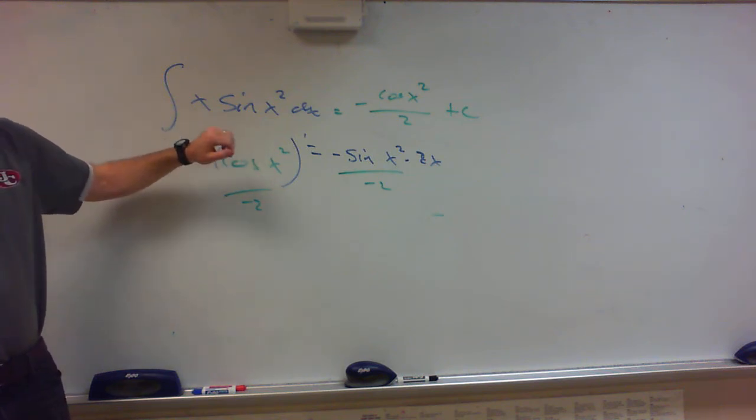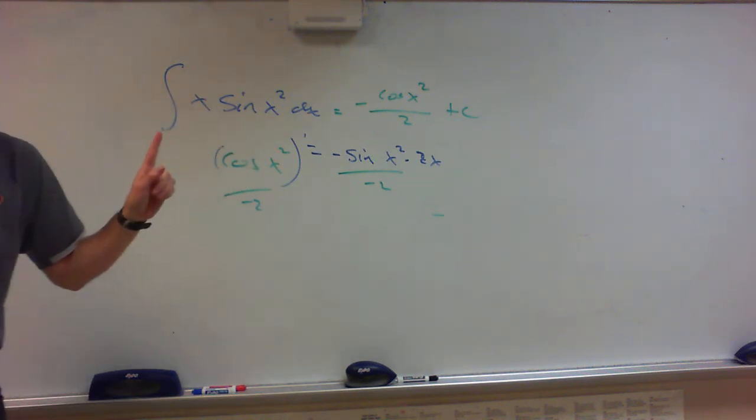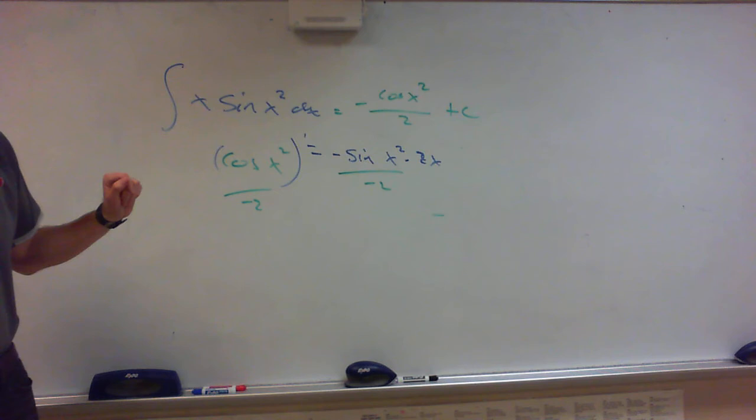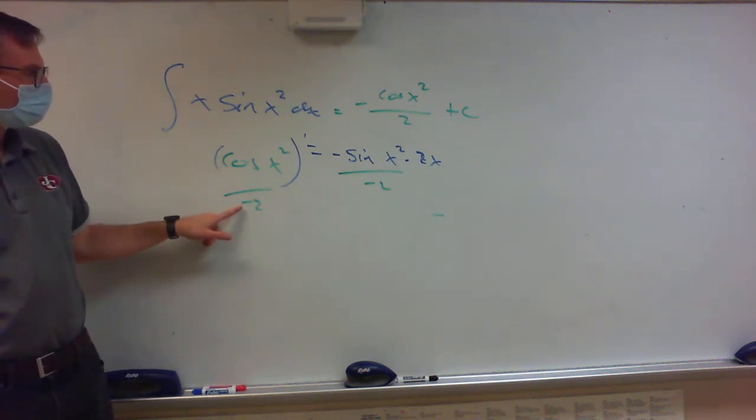Wait, how do you know it's? Why is it? Let's not, let's worry about the process now. Okay, yes. Why did it go to negative cosine squared? Why is it negative cosine in the answer with the negative sign?